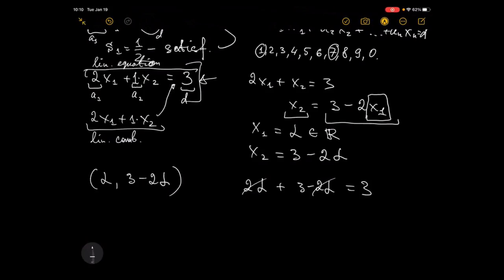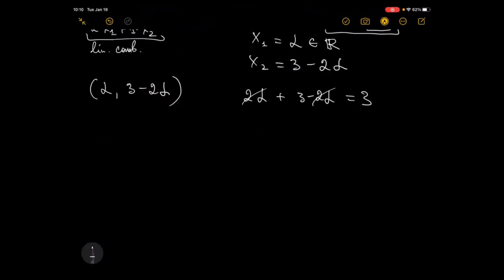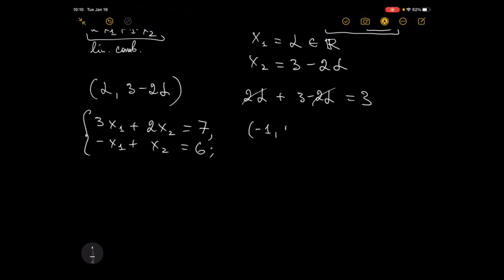Okay, now let us look at the following system: 3x1 plus 2x2 equals 7, and minus x1 plus x2 equals 6. Okay, so let me first tell you that (-1, 5) is a solution.